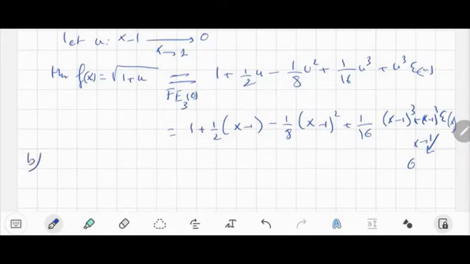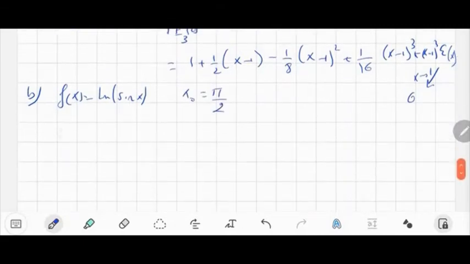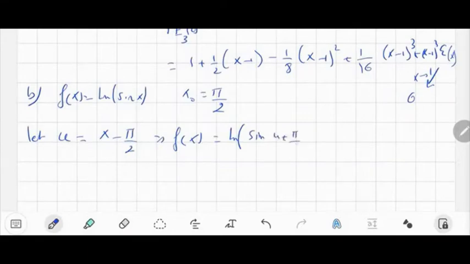Now for the second function, we have f of x being equal to ln of sine x, and we need the finite expansion to the second order in the neighborhood of pi over 2. So we do the same thing. We will make a change of variables to go in the neighborhood of 0. So let u be equal to x minus pi over 2. Then f of x will be equal to ln of sine of (u plus pi over 2). So now it's a function of u. I will call it g of u.